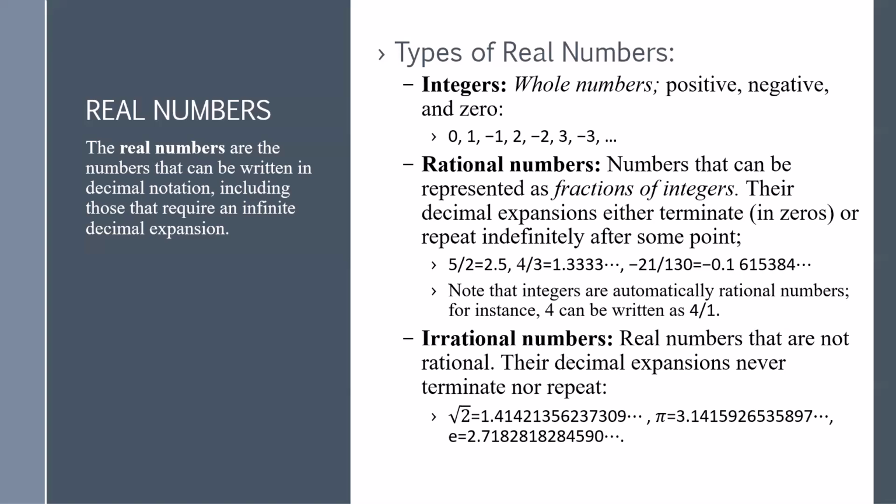Another type of real number is called irrational numbers. An irrational number is a decimal number that never terminates nor repeats. So things like e, pi, √2, these are all irrational numbers. If we take the irrational numbers and the rational numbers and we merge them together, that gives us the entire set of real numbers.